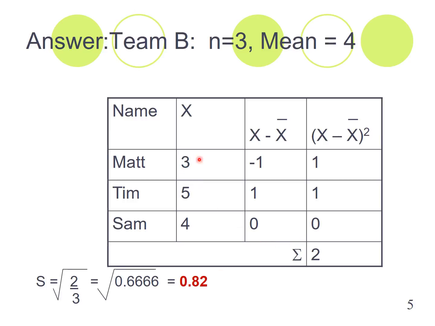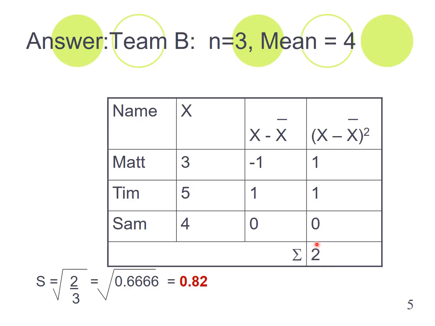Okay, so looking at this here, we've got our 3 and our 4. 3 minus 4 is minus 1. 5 minus 4 is 1. 4 minus 4 is 0. Now we take all of these and square it. Minus 1 multiplied by minus 1 is 1. 1 multiplied by 1 is 1. 0 multiplied by 0 is 0. That's them squared. Okay, add all of these up. 1 plus 1 is 2 plus 0 is 2.